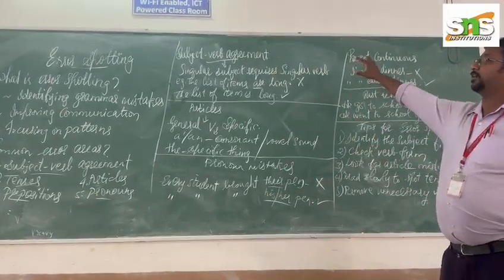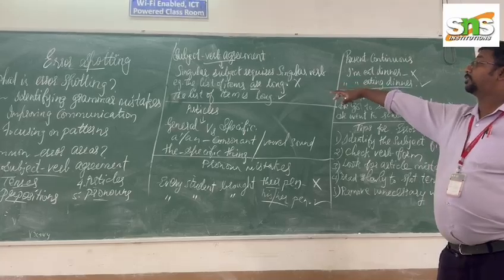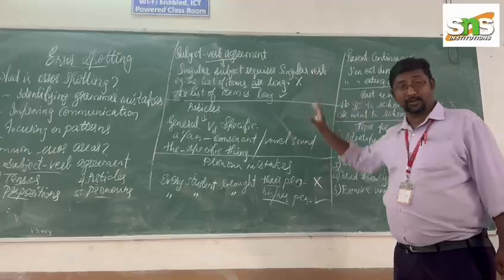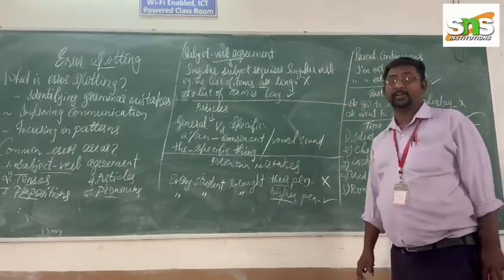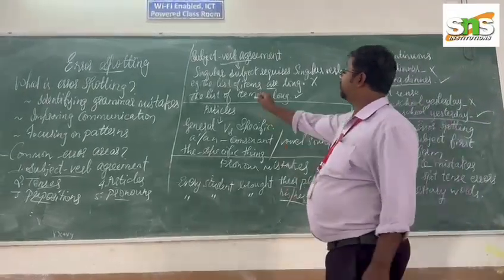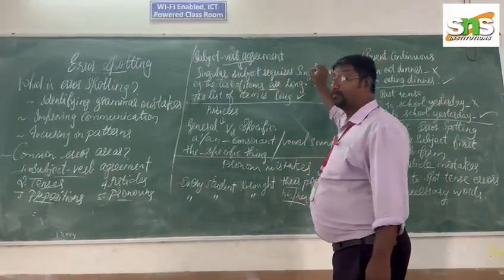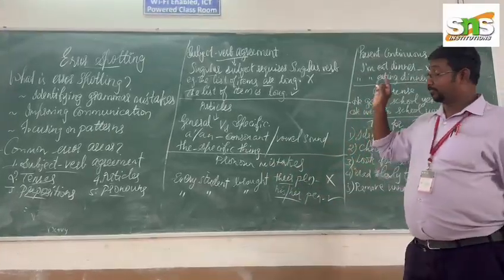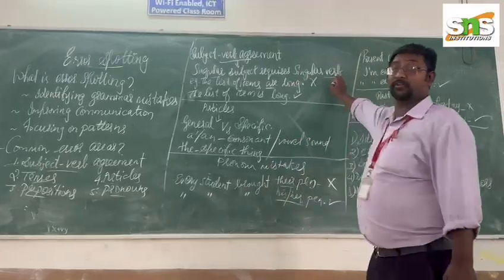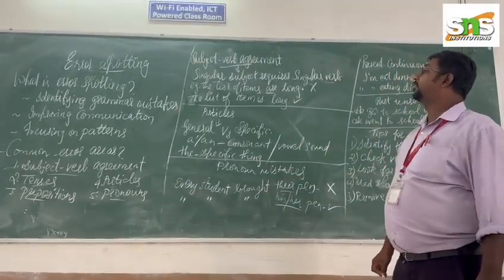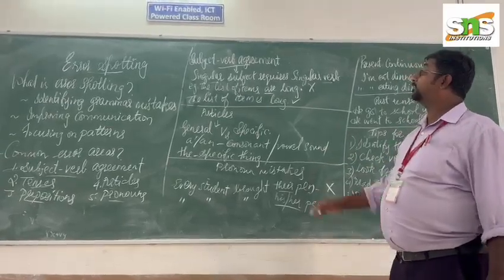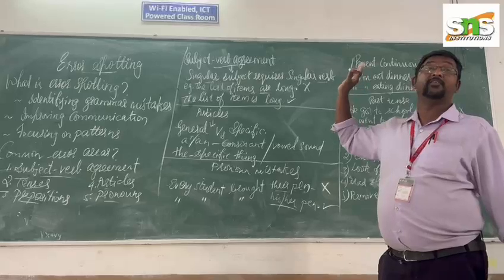In subject-verb agreement, the singular subject always requires a singular verb. We should focus on this. Many of the students make mistakes here. When the subject is singular, automatically the verb should be singular. In the same sense, when the subject is plural, the verb must also be plural. For example, see: the list of items are long. Here the subject is singular, so the verb should be singular also.